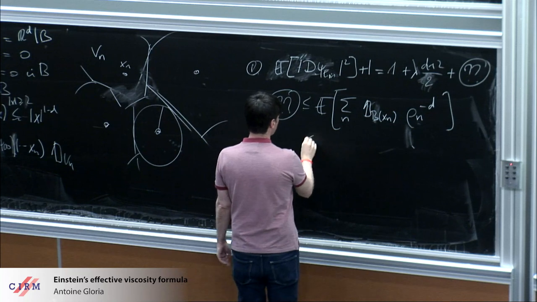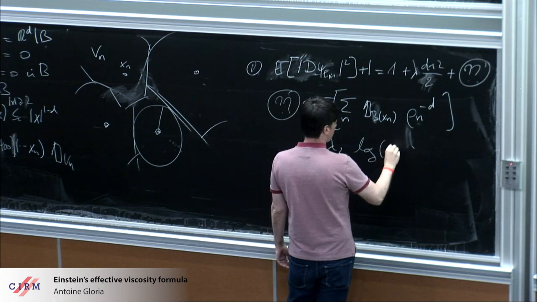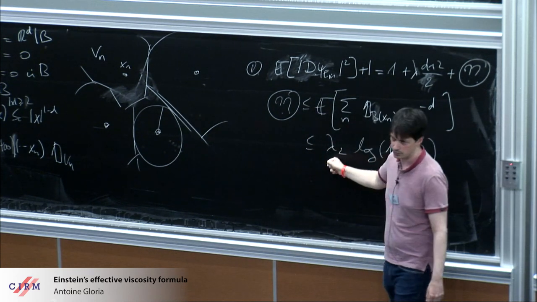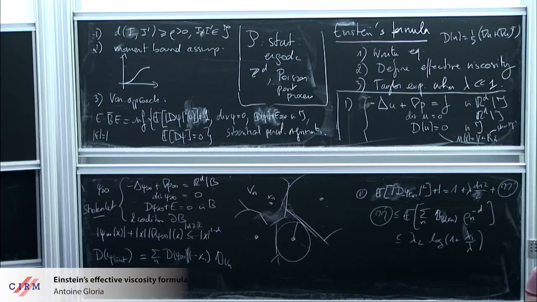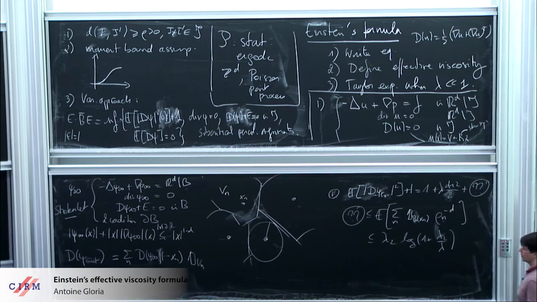And later on, I will introduce a lambda 2, and the bound is like this. And lambda 2 is a property of the point process, and that measures how often particles get close together. So that's the first part of it.